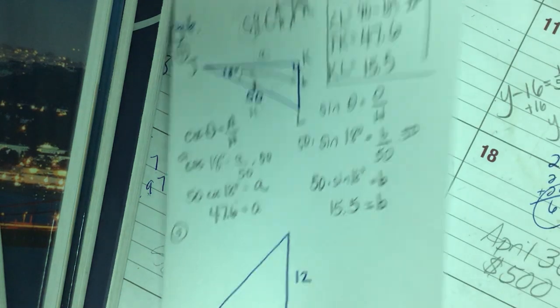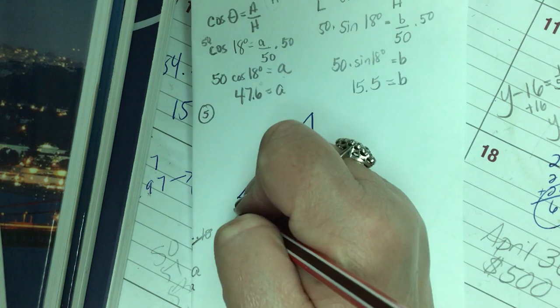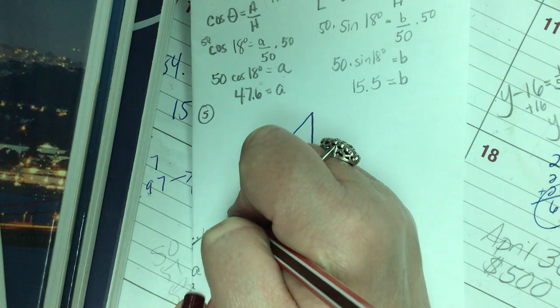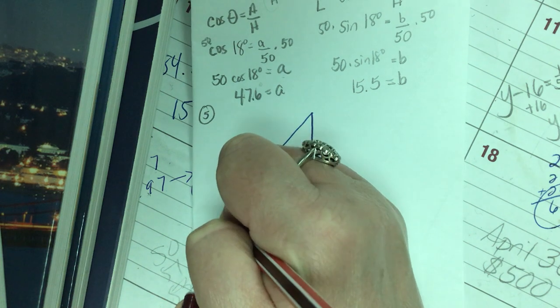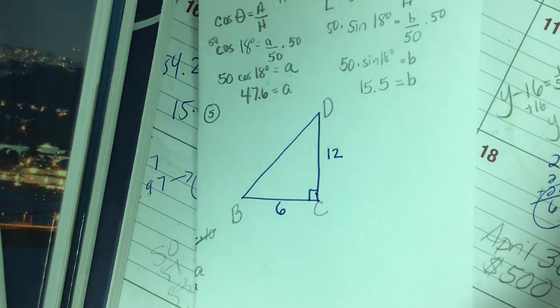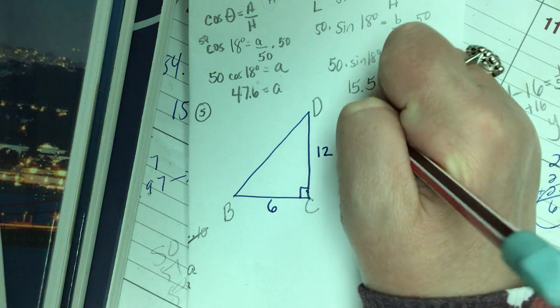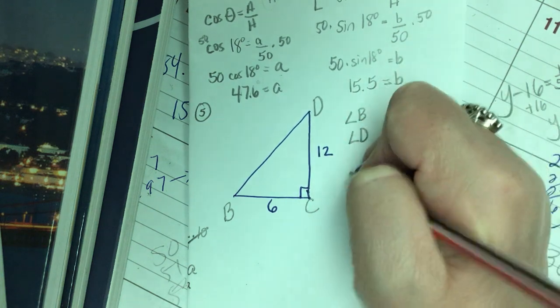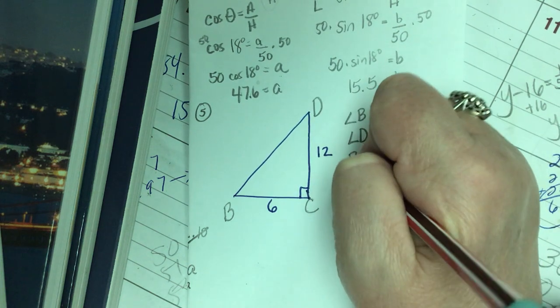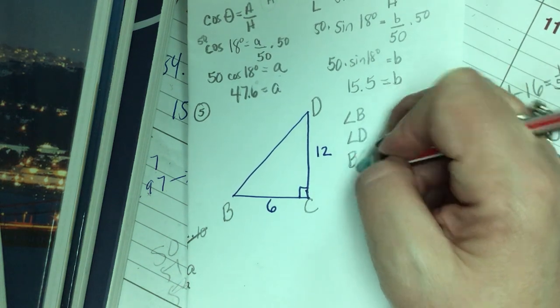I finished number four. Number five. Let me put some letters. Okay, what am I missing? I'm missing angle B, I'm missing angle D, and I'm missing side BD. And I wrote C. Side BD.